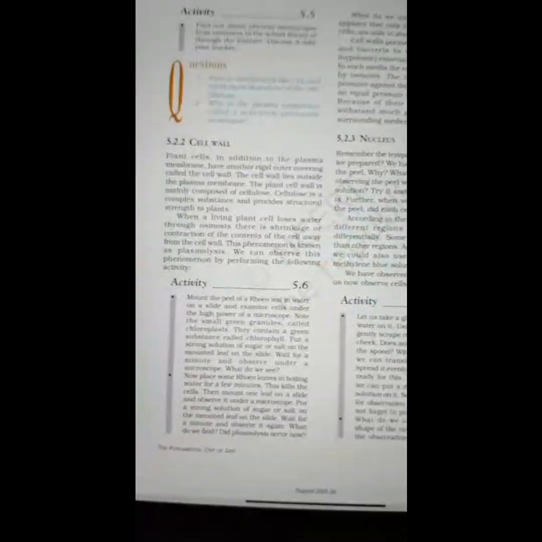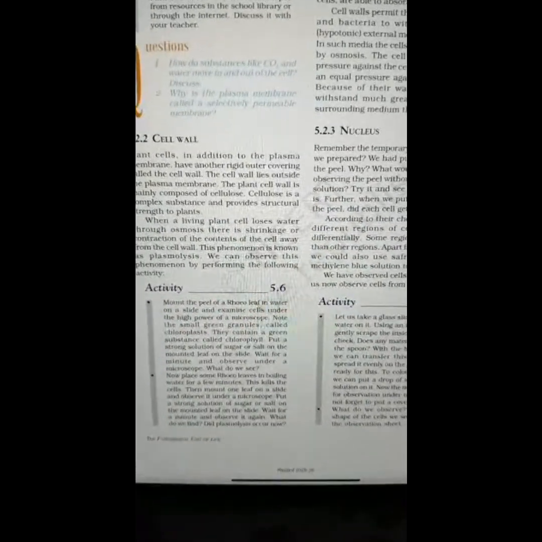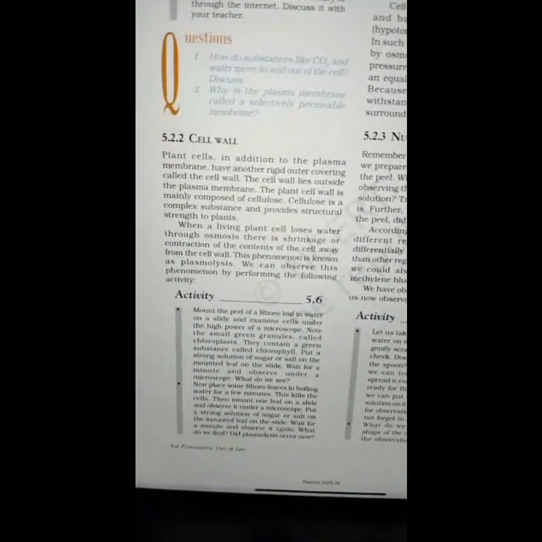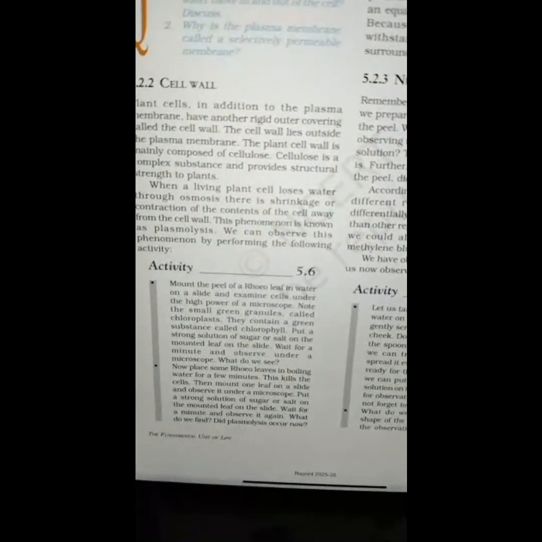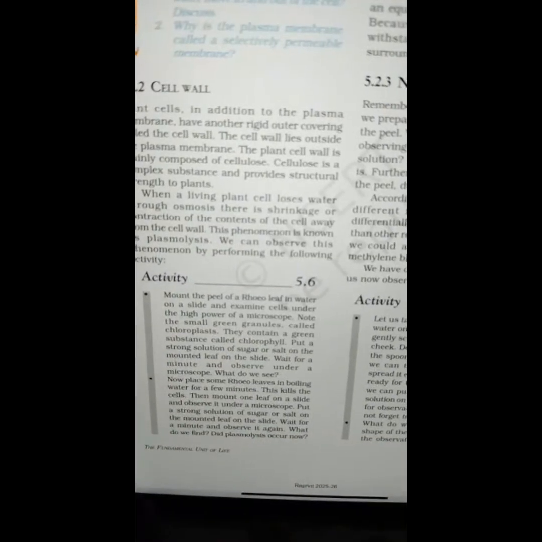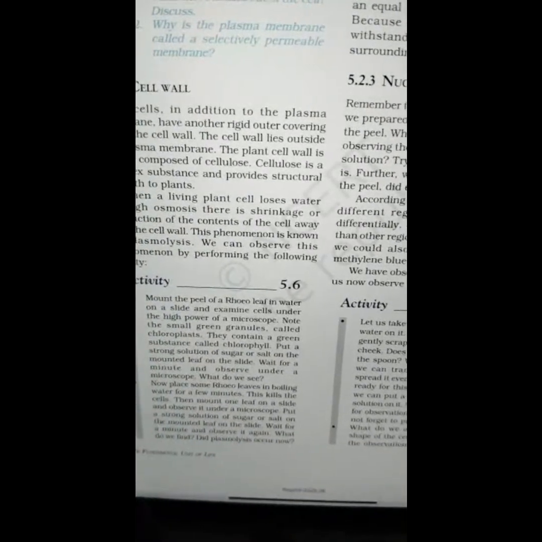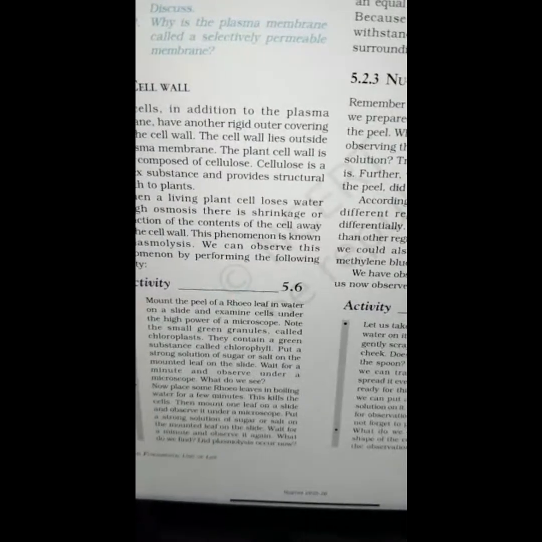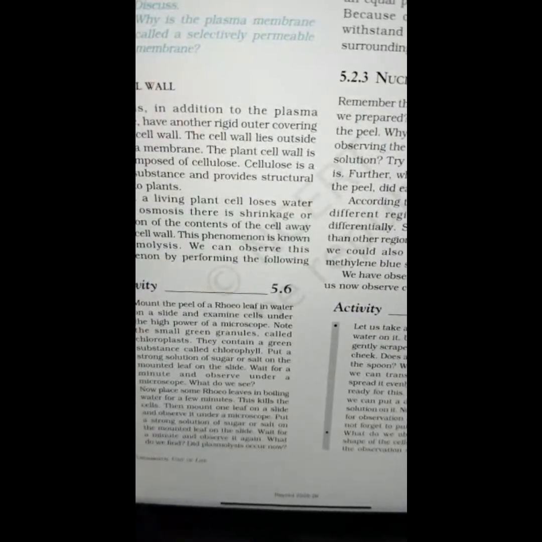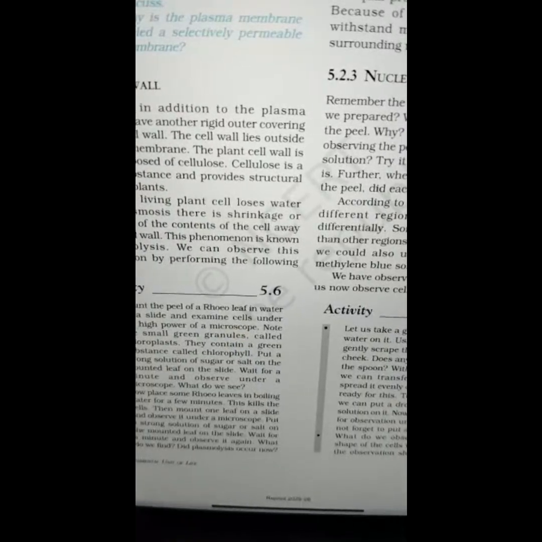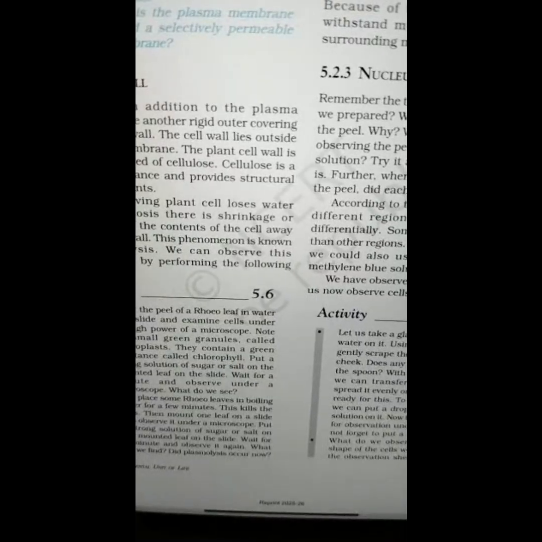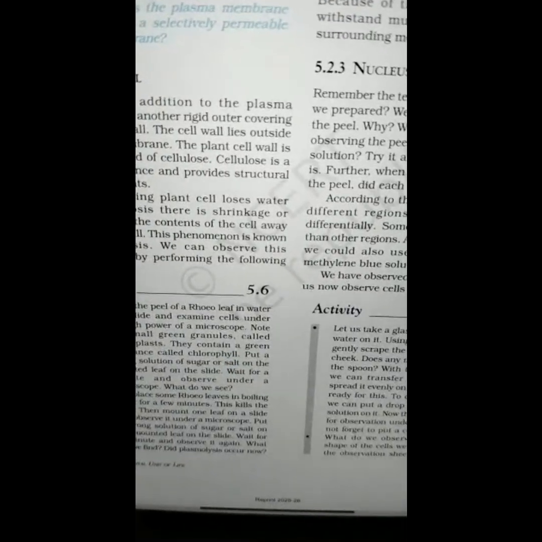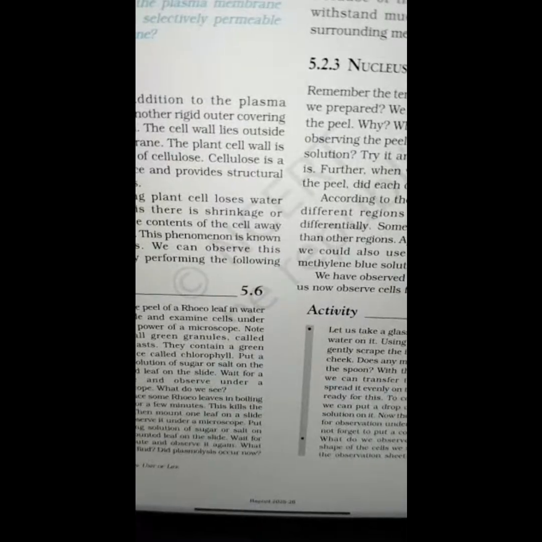So we are coming to the activity 5.6. It is given on page number 53 of your NCERT. So here we go. Mount the peel of a Rhoeo leaf in water on a slide and examine the cells under the high power of a microscope. Note the small green granules called chloroplasts. They contain a green substance called chlorophyll. Put a strong solution of sugar or salt on the mounted leaf on the slide. Wait for a minute and observe under a microscope. What do we see?